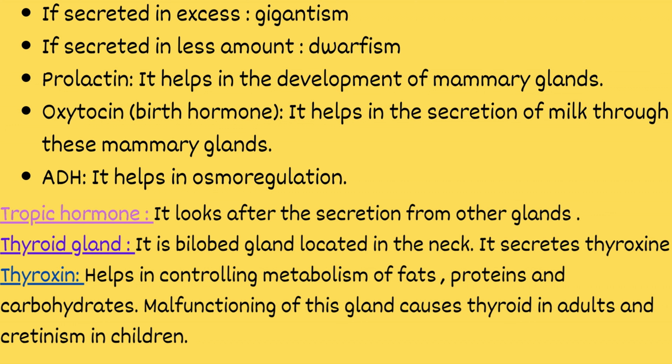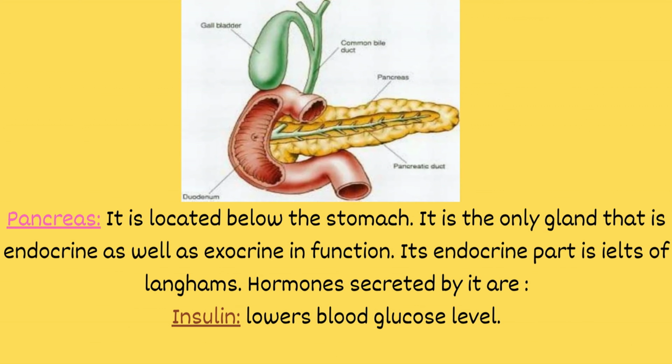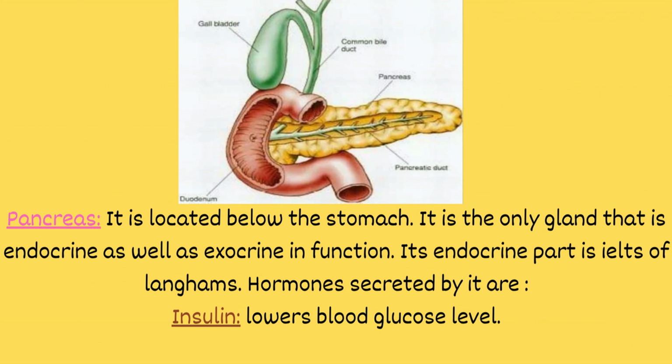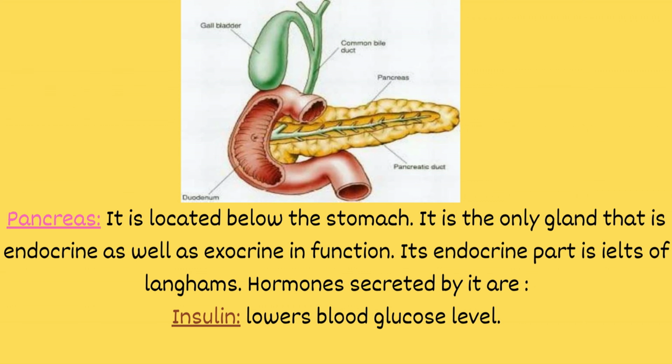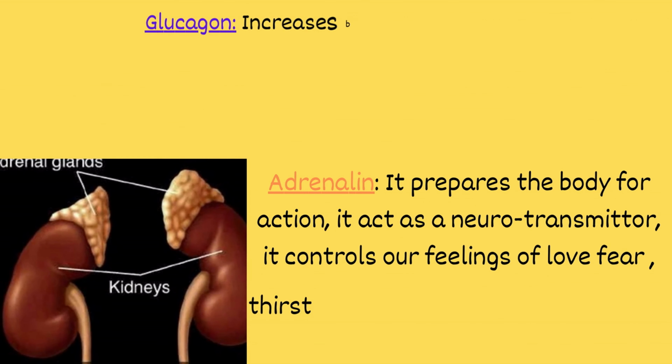Thyroid gland is a bilobed gland located in the neck. It secretes thyroxine, and thyroxine helps in controlling the metabolism of fats, proteins and carbohydrates. Malfunctioning of this gland causes goitre in adults and cretinism. And the pancreas is located below the stomach. It is the only gland that is endocrine as well as exocrine in function. Its endocrine part is the islets of Langerhans. Hormones secreted by it are insulin, which lowers blood glucose level, and glucagon, which increases blood glucose level. Deficiency of it causes diabetes mellitus.